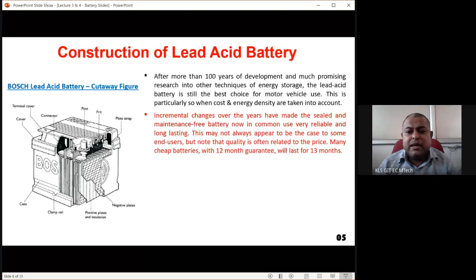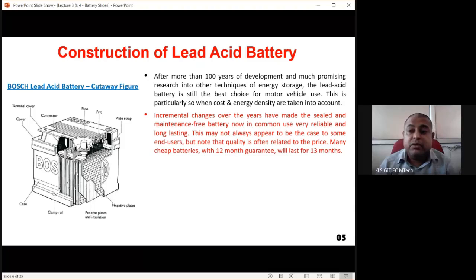So this may not always appear to be the case to some end users, but note that the quality is often related to the price. Okay, so sometimes we are getting very good quality at low price. Sometimes for getting good quality we have to give high price. But why lead acid battery? Because lead acid battery sealed type can give us very good energy quality with low price. So that is the buyer's dream, that we will pay least but we will get the best service or the best performance. Okay, that's why this lead acid battery is very important.